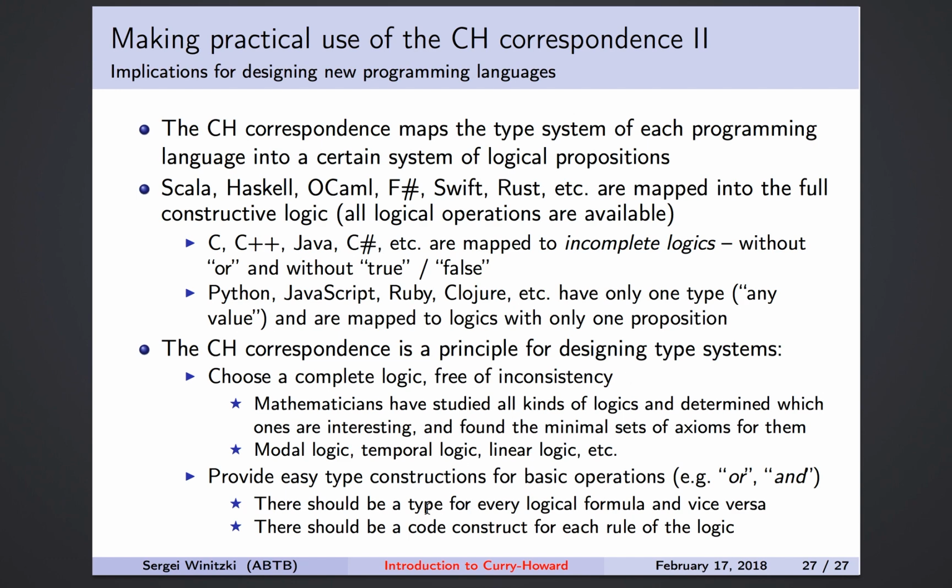Then every type will be mapped to a logical formula. There will be a logical formula for every type, and there will be a type for every logical formula. And then for each rule of the logic, for each derivation rule, there should be a construct in the code that corresponds to it, so that you could transform proofs in the logic into code and code into proofs. If you do that, your language will be faithful to the Curry-Howard correspondence. You will be able to use logic to reason about your language.